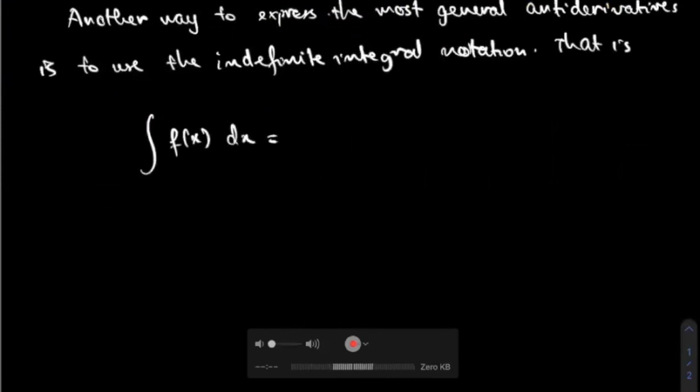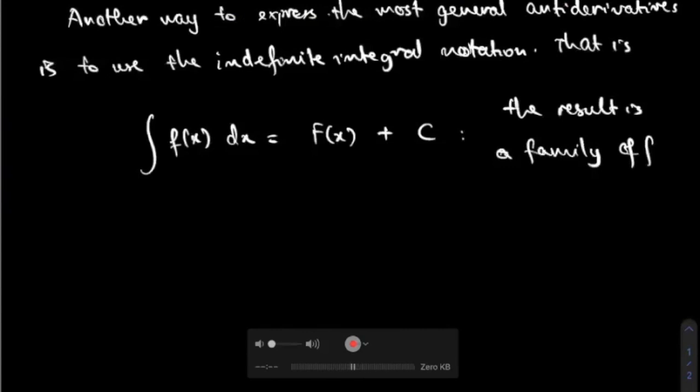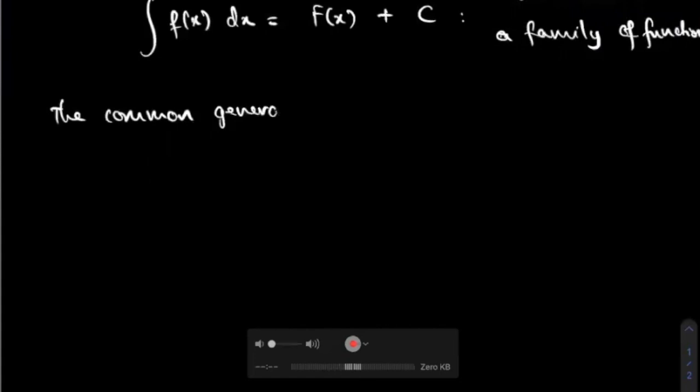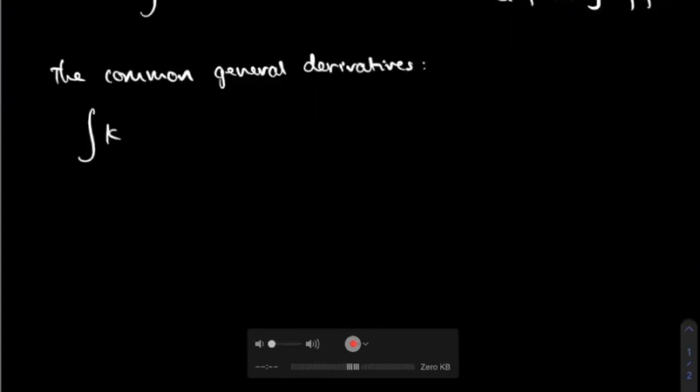Similar to the most general antiderivative, you get the antiderivative plus a constant. The result is a family of functions, just like the most general antiderivative that we saw before. So I'm going back to the antiderivatives that we saw before, but in terms of the indefinite integral formula. For example, the antiderivative of k dx, for k a constant, is equal to kx plus a constant c, for k and c arbitrary constants.